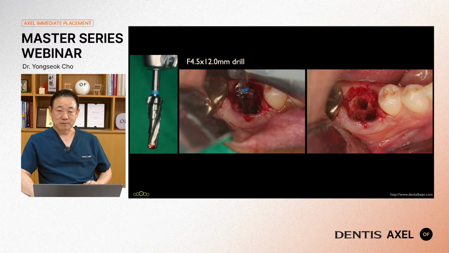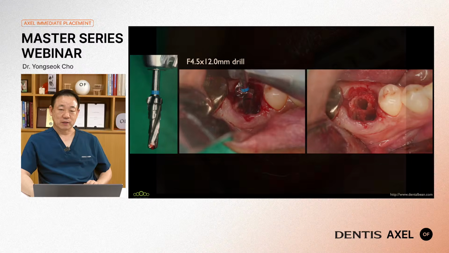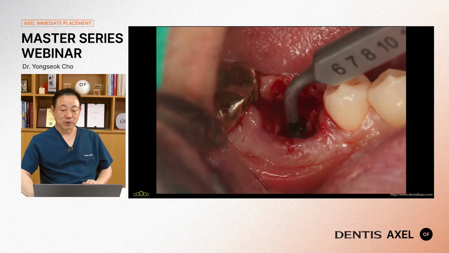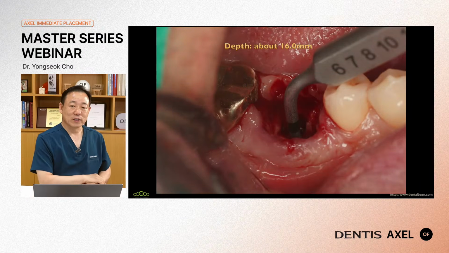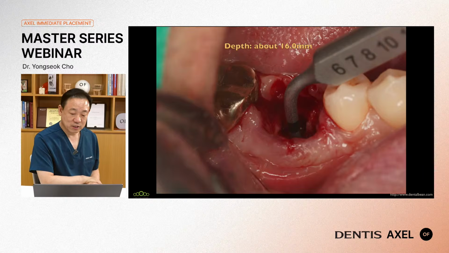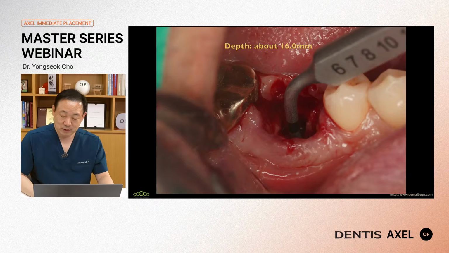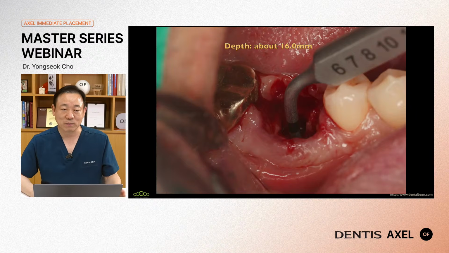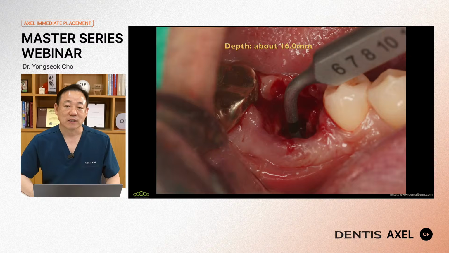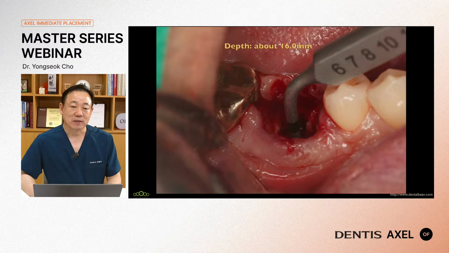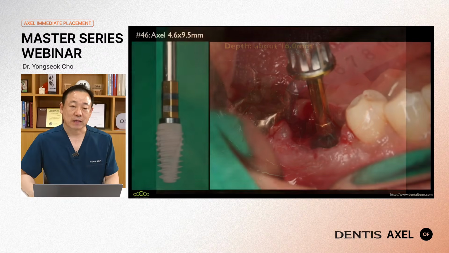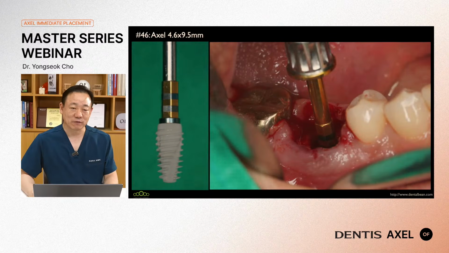And after finishing osteotomy, again measure the depth of the hole. The depth was about 16 millimeter. 16 millimeter is a deep hole. Then what kinds of implant, how long implant can we place? Available height is 11 millimeter. At that time, I have 9.5 millimeter long implant which is available.